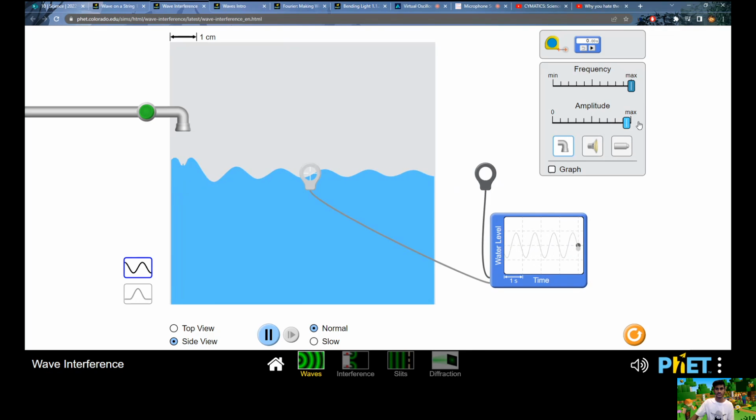You can also change the amplitude. That would of course just change the height of the wave. As you can see, a high amplitude, high water level. Low amplitude, we have a very low water level.